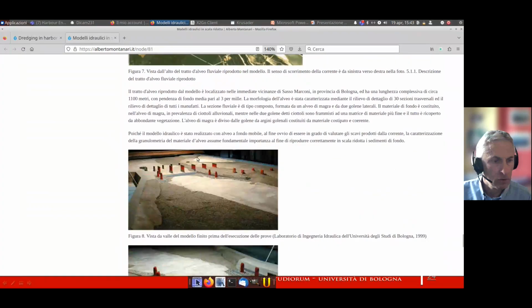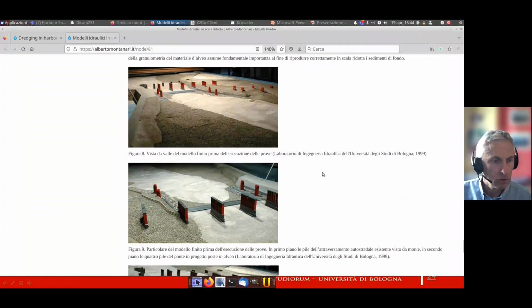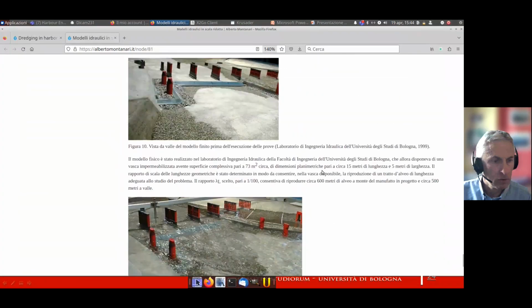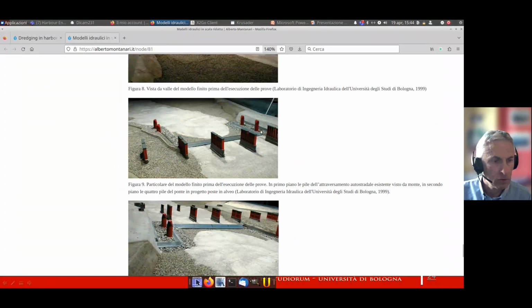And this is another model which reproduced the effect on the hydrodynamics and sediment transport of the Reno River close to Bologna, after the construction of the new highway connecting Bologna to Florence. And here you don't see the bridges, but you see the piers. This is the old bridge of the old highway, and this is the new bridge.